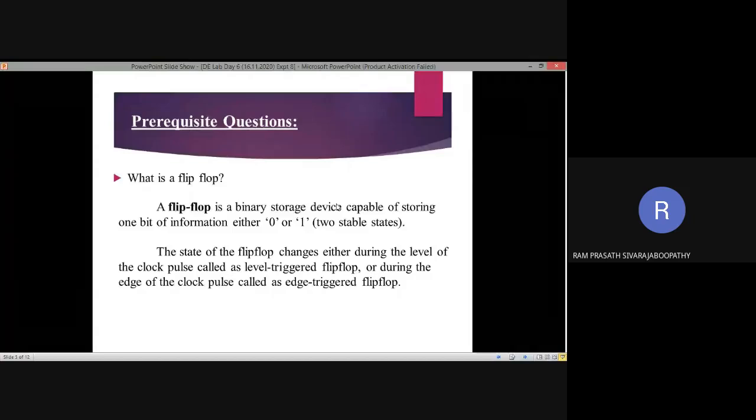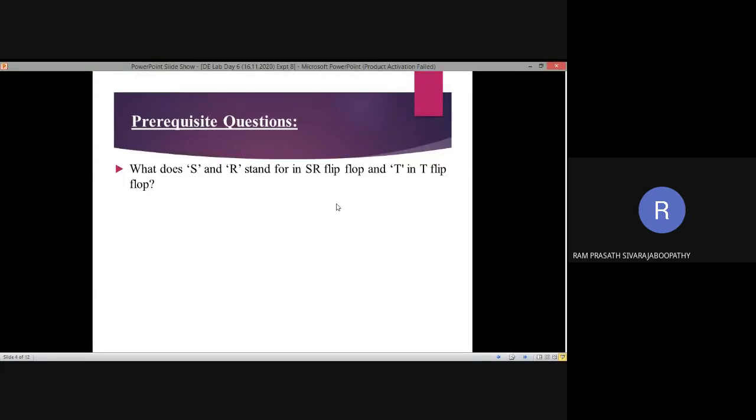Yes, Sabarishri, very good. Binary storage element. What does S and R stand for in SR flip-flop and T stands for what in T flip-flop? See here he typed set reset. S stands for set, R stands for reset, then T stands for toggle in the case of T flip-flop.